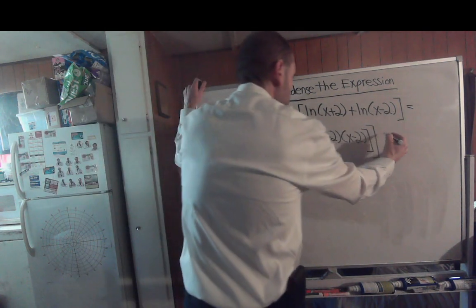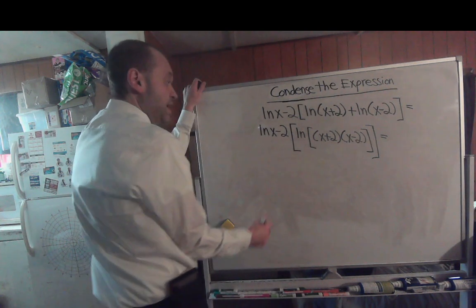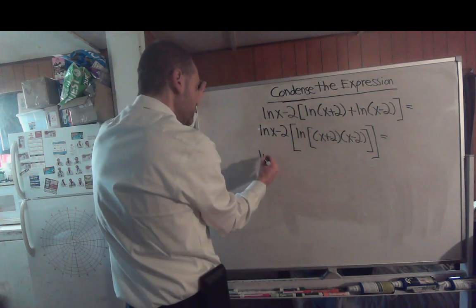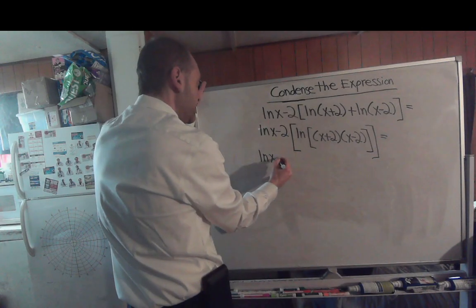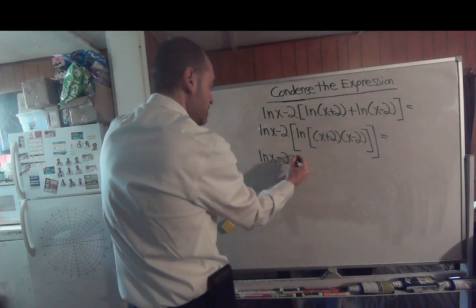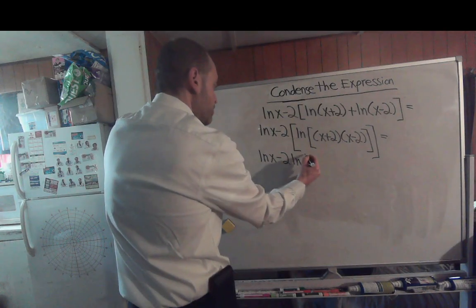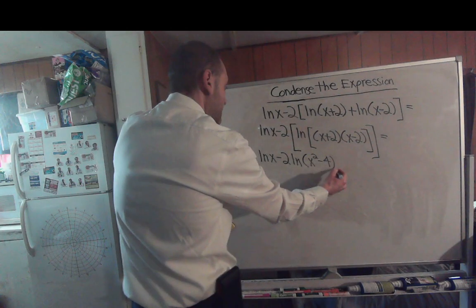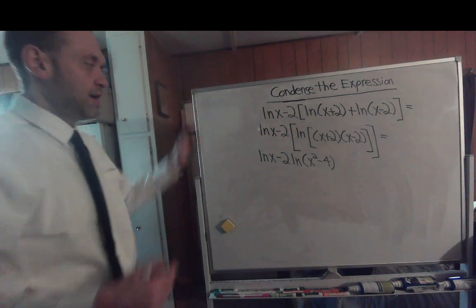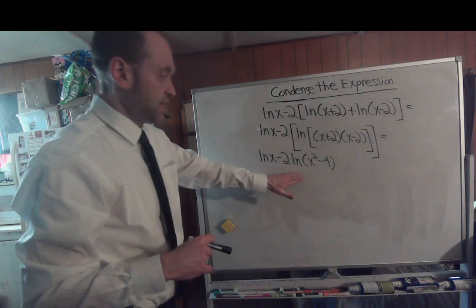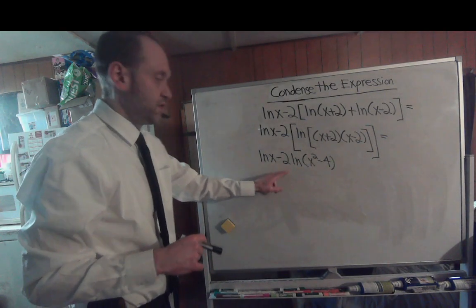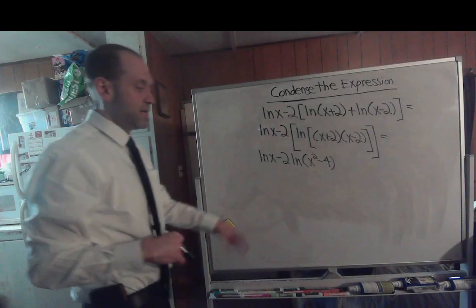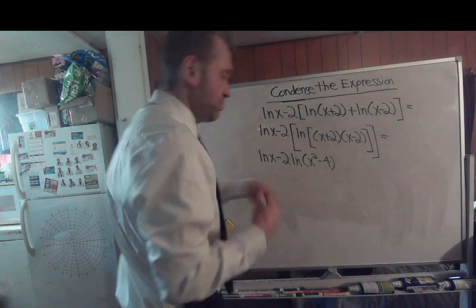So we know we can FOIL that. You'll get a difference of two squares, so you'll get the natural log of x minus 2 times the natural log of x squared minus 4. So it's looking a little bit better already. But on your second term, you still have a coefficient of 2. So we can bring that coefficient of 2 and make it a power.